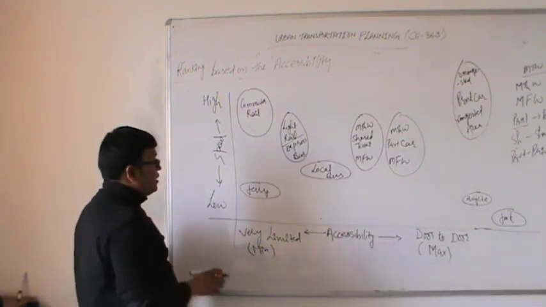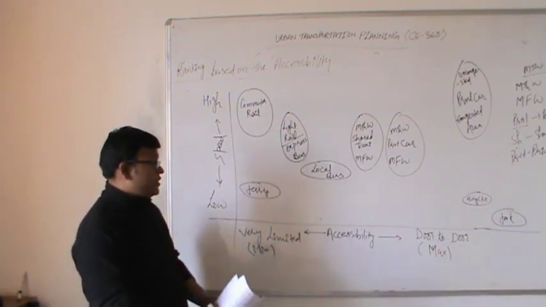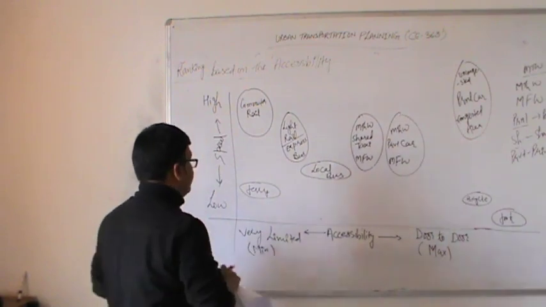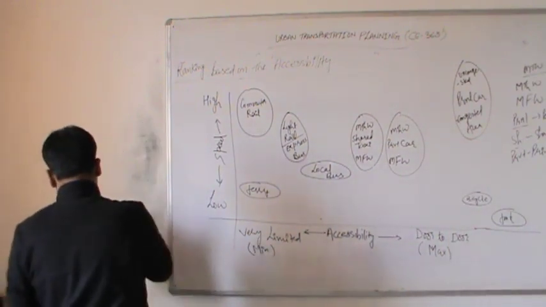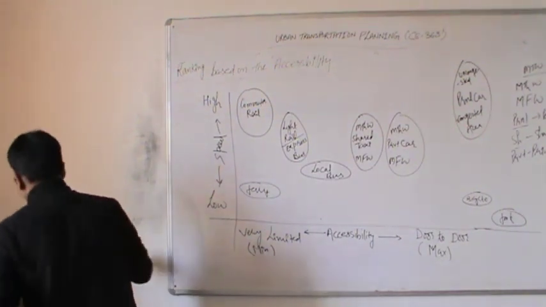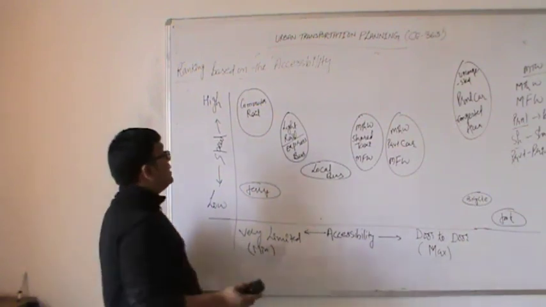So this is how we can rank the different modes of transport on the basis of accessibility from the user's point of view. If we take the second factor, so this is one of the factors. Now we'll see another factor.